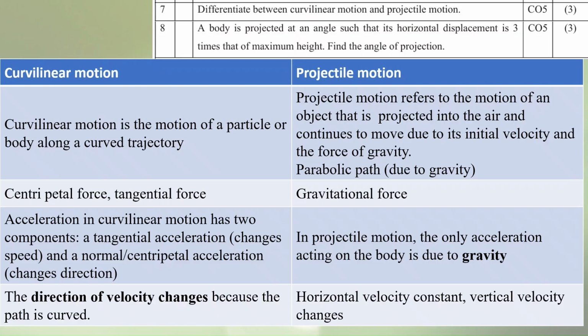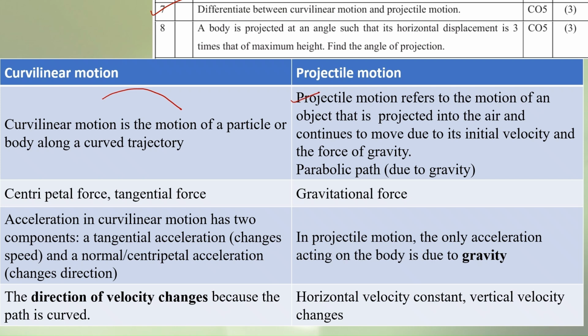Okay. Next question, differentiate between curvilinear motion and projectile motion. Okay, so curvilinear motion means the motion of a particle or body along a curved trajectory. A car passing along a curve is an example of curvilinear motion. And what is projectile motion?